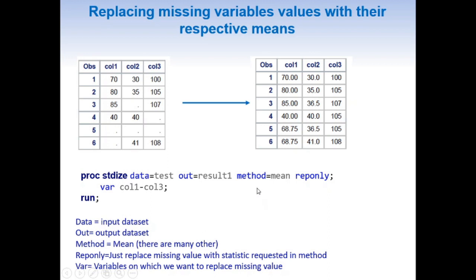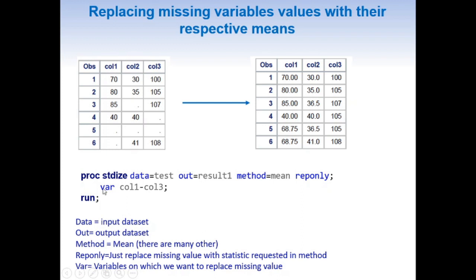And here I am mentioning method equal to mean. Here there are many methods, but we are interested in replacing missing value with mean. That's why we are using method equal to mean. And finally, we are saying reponly, wherein we are just replacing missing value with the statistic requested in the method, and we have requested mean.